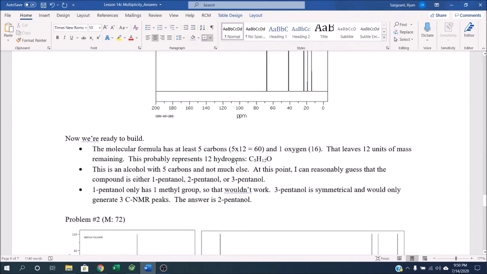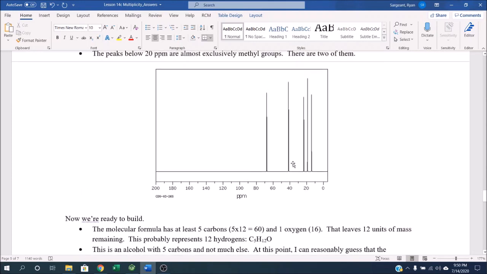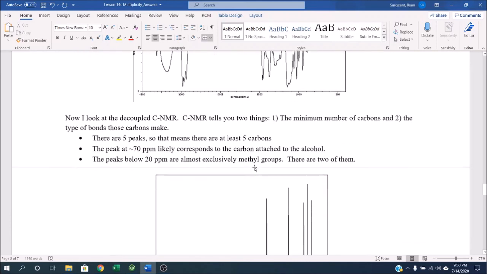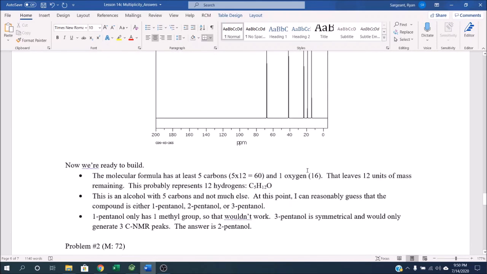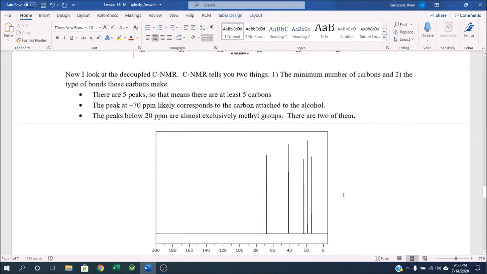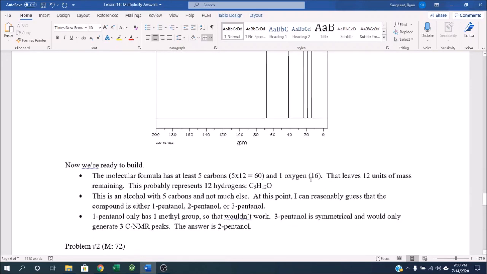Now we're ready to start building this thing. Based on my C-13 NMR, there are at least 5 carbons. 5 times 12 is 60. Because the IR is screaming alcohol at me, there's also an oxygen. 60 plus 16 is 76. If you remember, my molecular ion peak was at 88, so that leaves 88 minus the 76 that I've already accounted for, gives me 12 units of mass. So let's call them 12 hydrogens. This gives me a molecular formula of C5H12O. And this is just an alcohol with 5 carbons and really nothing else.